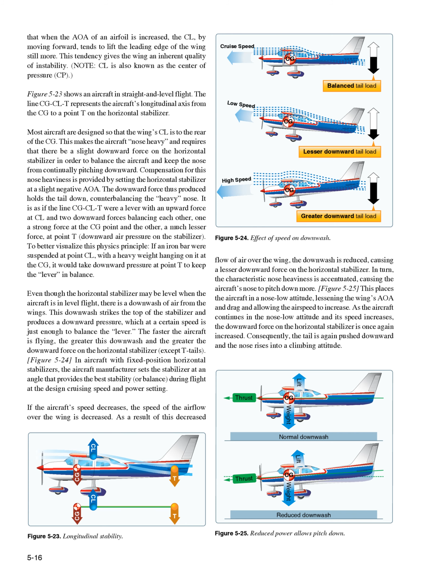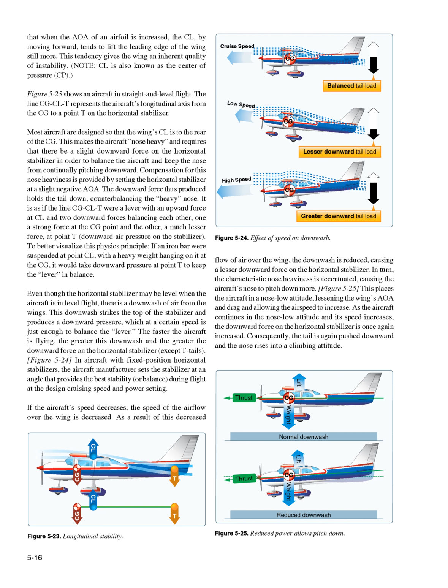If the aircraft's speed decreases, the speed of the airflow over the wing is decreased. As a result of this decreased flow of air over the wing, the downwash is reduced, causing a lesser downward force on the horizontal stabilizer. In turn, the characteristic nose heaviness is accentuated, causing the aircraft's nose to pitch down more. Figure 5-25, this places the aircraft in a nose-low attitude, lessening the wing's AOA and drag and allowing the airspeed to increase.